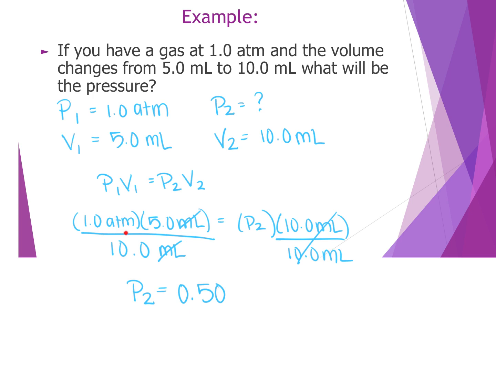What's the only unit that didn't cancel? ATM. So that's your unit for P2. So whatever unit doesn't cancel is your answer unit. Is there another way to check your unit? If P1 is in ATMs, P2 should be in ATMs.